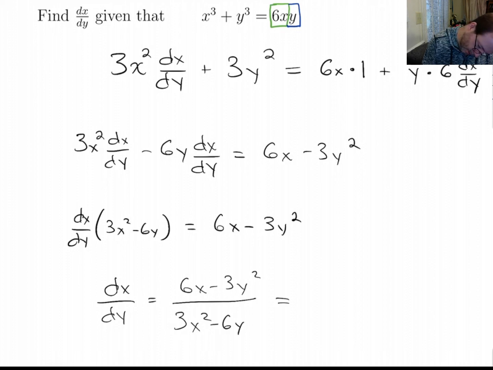And notice everything here is a multiple of 3, so I'm just going to divide everything by 3 and get 2x minus y squared over 3x squared minus 6y. But wait, x squared minus 2y.